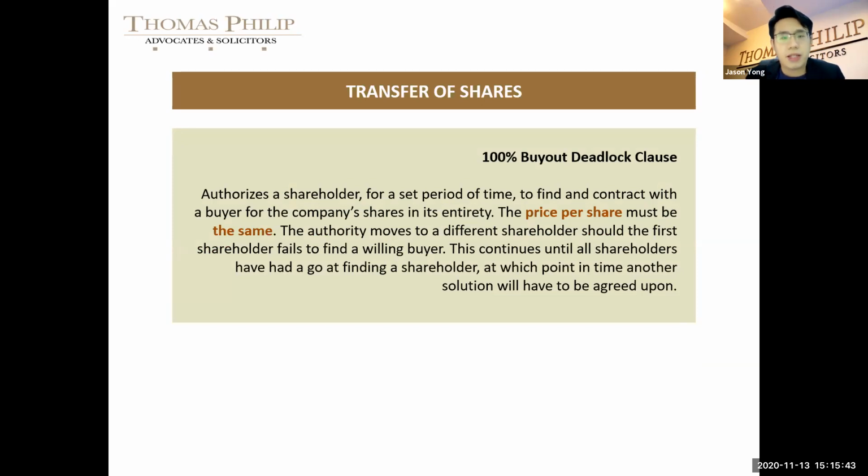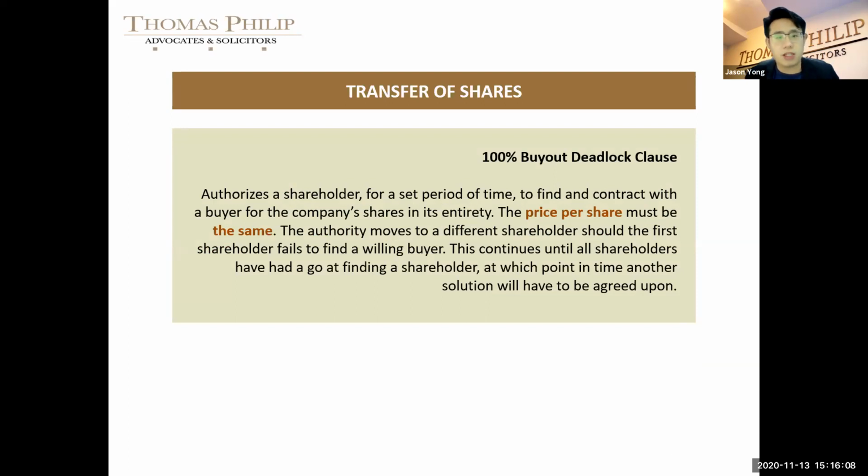We look at the 100% buyout deadlock clause. The way this works is like this. Let's say there are two shareholders in a company. A 100% buyout deadlock clause means that one shareholder, let's say me, will, for a set period of time, let's say 3 months, I must go and find another person to buy 100% of the shares.